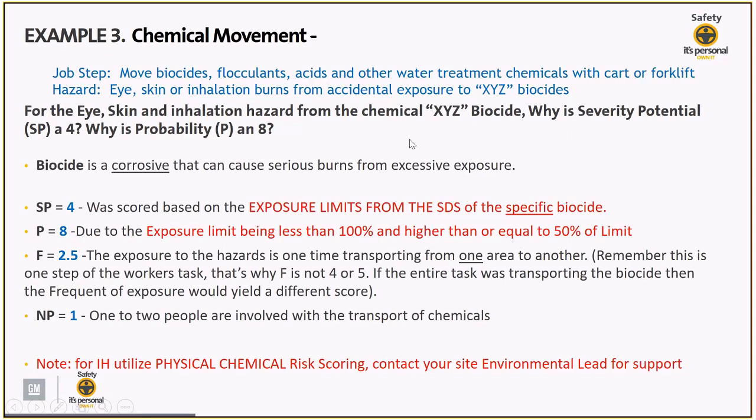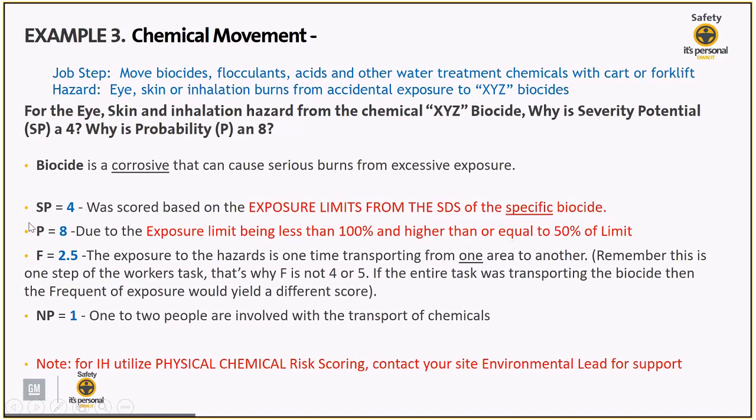So in this example, let's talk about why, for the XYZ biocide, severity potential was a 4 and probability of occurrence is an 8. Just a reminder, biocide is corrosive and can cause serious burns from excessive exposure. We said severity potential was a 4 based on the exposure limits from the SDS of this specific biocide, right? All biocides are not the same, their SDSs are not the same. Once again, SDS is safety data sheet. Because we are evaluating this specific task and this specific hazard using this biocide, we're saying severity potential is a 4.